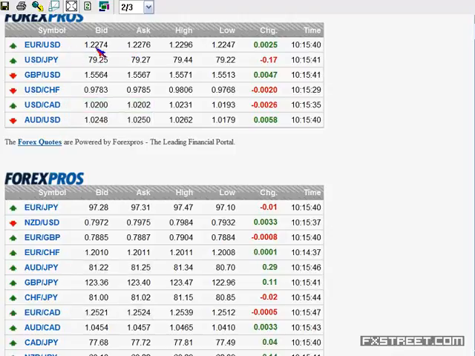So currently euro is trading around 1.227476. It went up to 1.2296. Similarly, in the case of GBP, it went up to 1.5571 and resting around 1.5564 now. 1.5513 is the low. 47 positive net change is seen. That means from yesterday close level, GBP has gained about 47 pips, Euro has gained about 25 pips, and Australian dollar has gained about 59 pips.